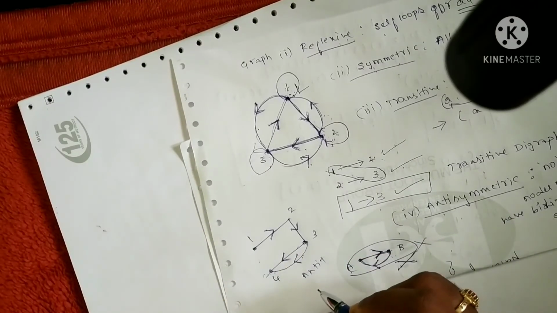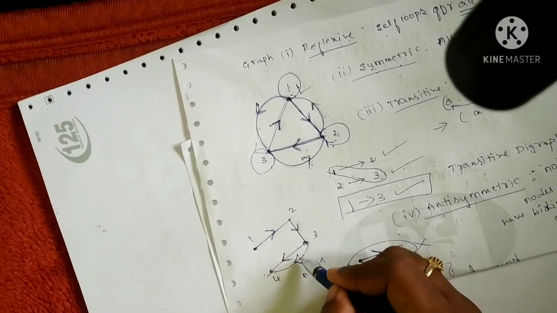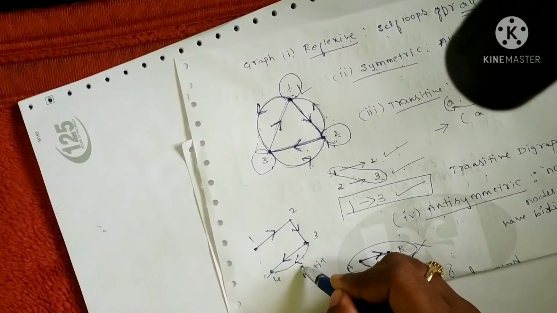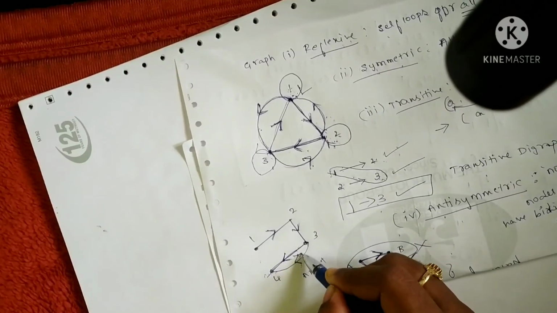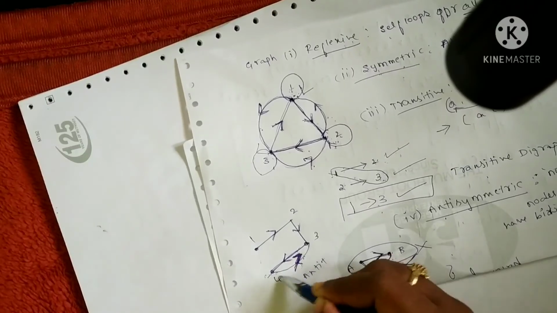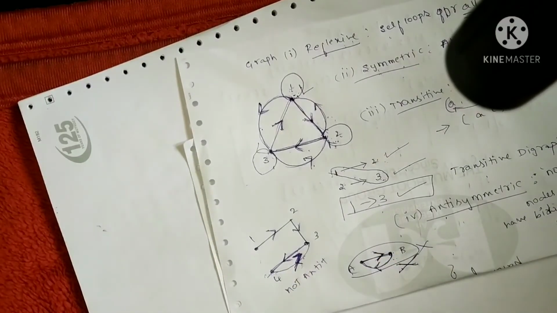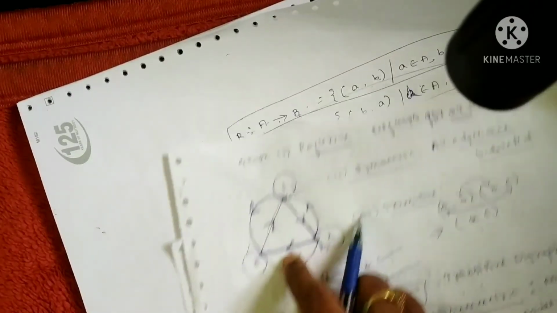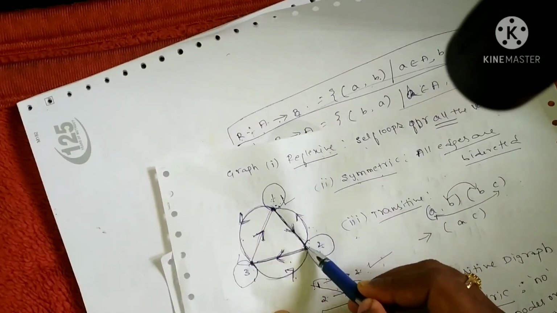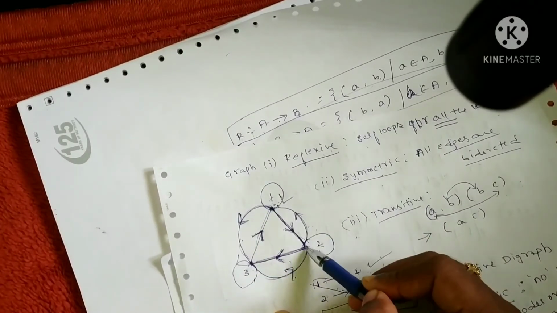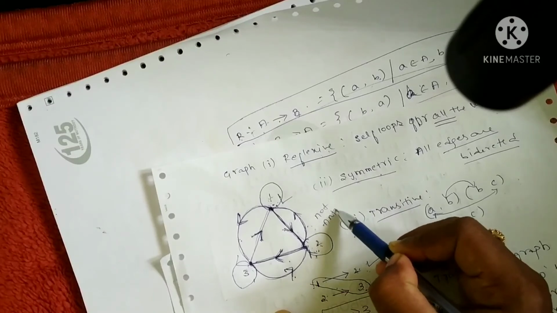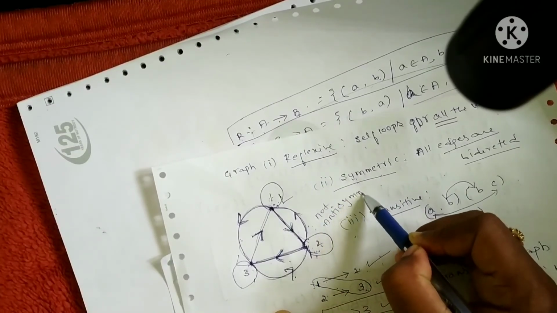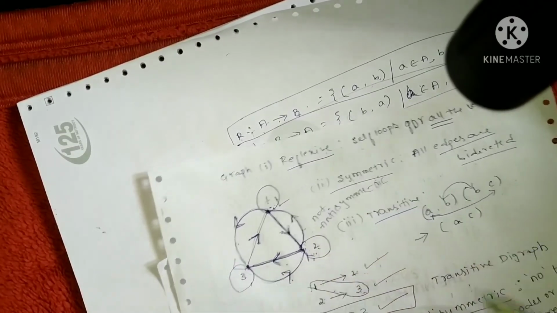So it is antisymmetric. If there is at least one edge in the opposite direction, in both the directions, like I have an edge from 3 to 4, and if I have something like this, 4 to 3, then it will not become antisymmetric. Look at this diagram. I have an edge from 1 to 3. Again, 1 to 2. Again, I have from 2 to 1. So it is not antisymmetric. Right?